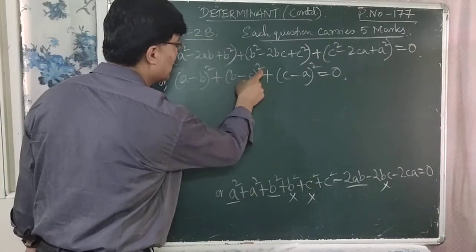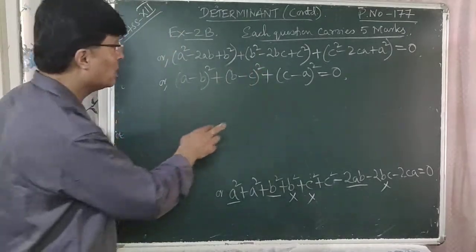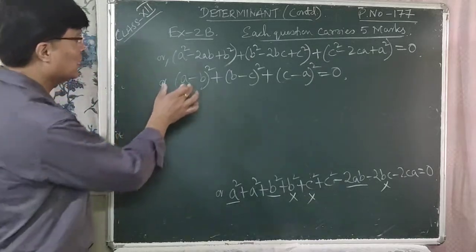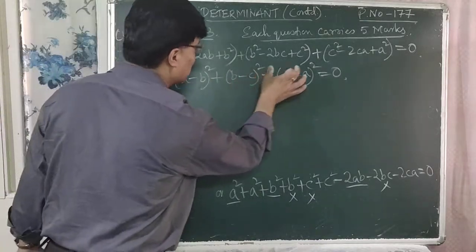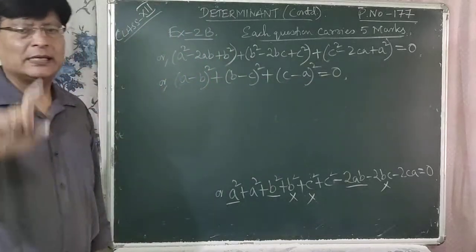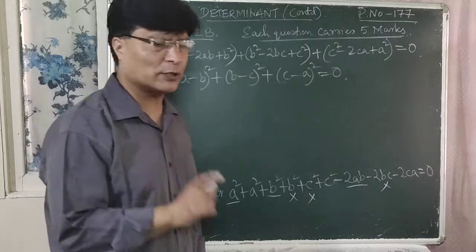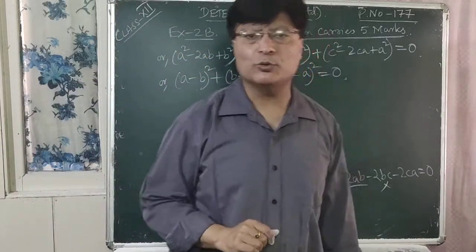Similarly, (b minus c) whole square is also a positive quantity. Similarly, (c minus a) whole square is also a positive quantity, right? So positive quantity plus positive quantity plus positive quantity is not equal to 0.